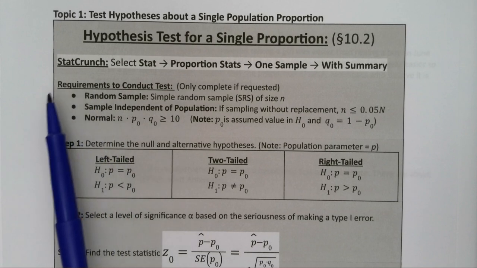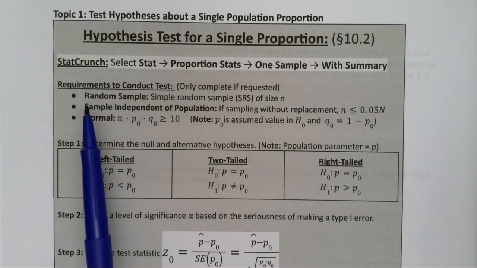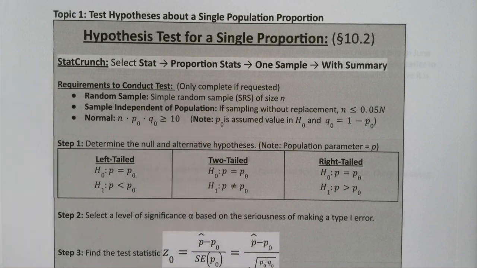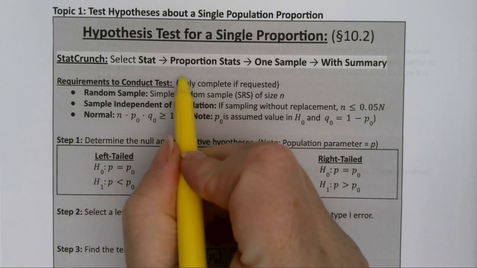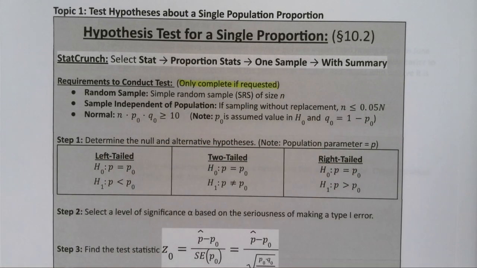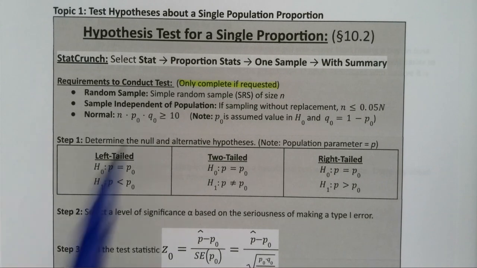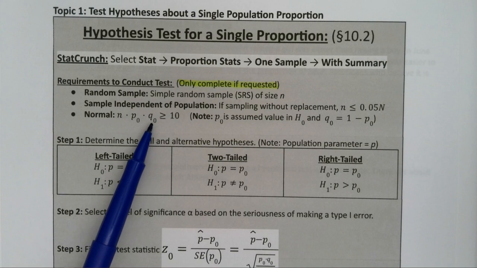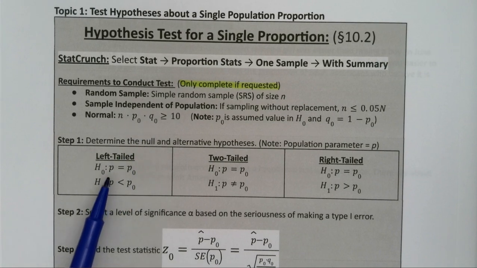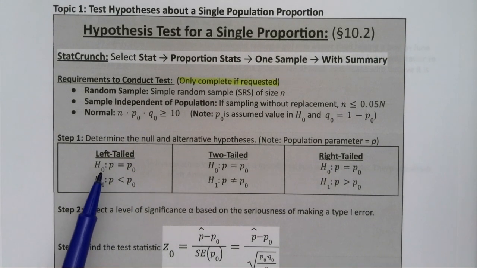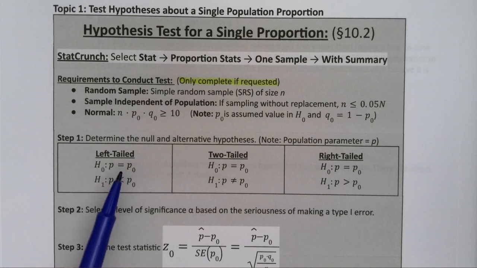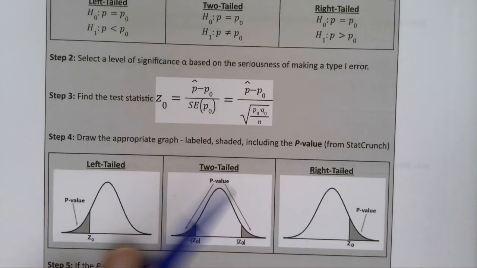These are the requirements that we learned about in Chapter 8 for the central limit theorem. We only complete them if they're requested. They're not an every time thing. So only do them if they are asked for in the problem. It's the random, independent, normal piece. Notice, by the way, that for normal you need P0 and Q0. Those are from the zero hypothesis, from your null hypothesis, H0. So whatever value you assume to be true, that will be your P0. And then you'll run your 6 steps.